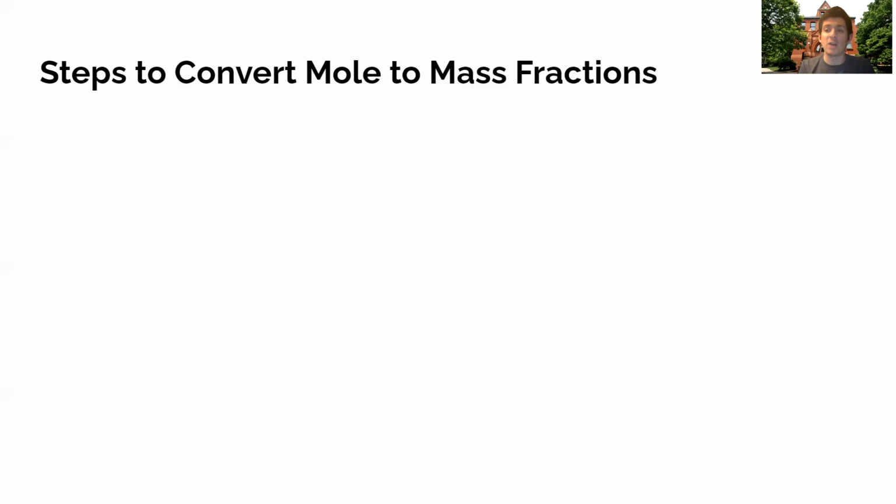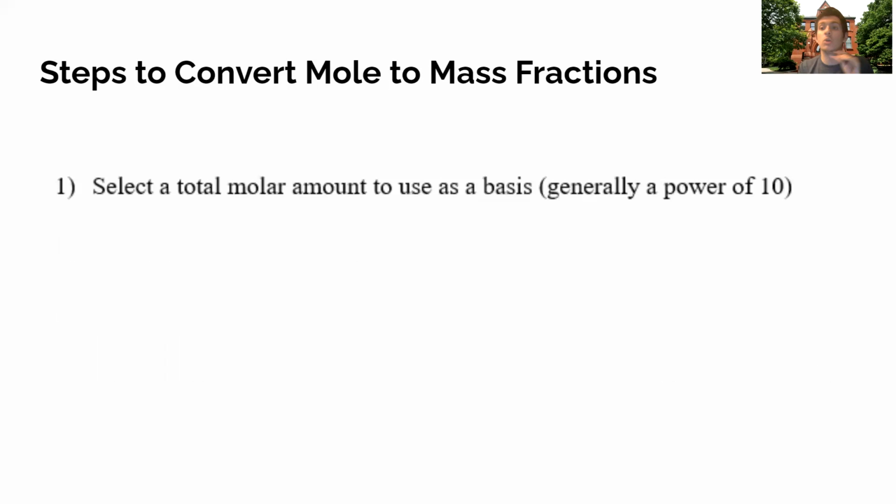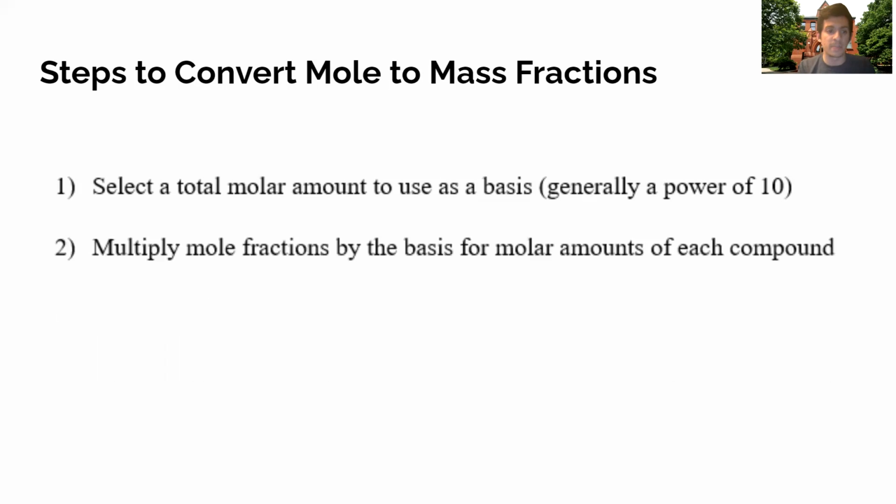Going the other way around has very similar steps. If you start with mole fractions and you want to convert to mass fractions, you need to do the following. Select the total molar amount as a basis, generally a power of 10. A really easy one that I use is to select a basis of 100 moles. Step 2, multiply the mole fraction by the basis for molar amounts of each compound.